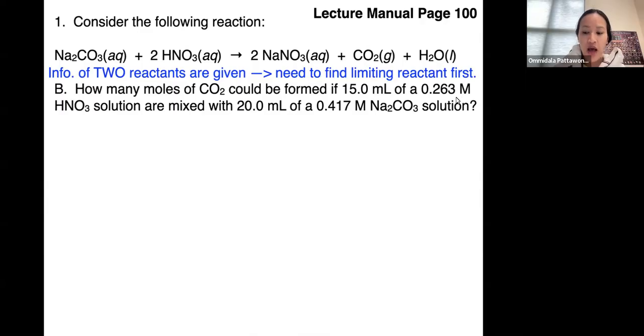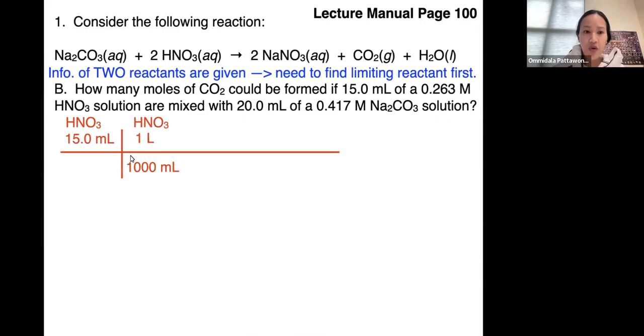So I'm going to start with 15 milliliters. Because we have milliliters, but our concentration is mole over liter, we need to convert this milliliter to liter first. That would be our first step right there. Go from milliliter to liter, and then use the concentration, which is mole over liter, to convert to mole of nitric acid.